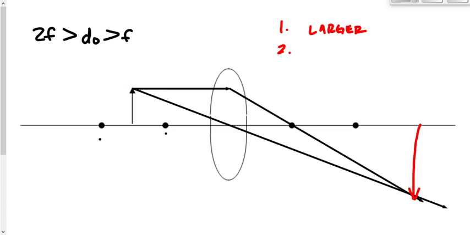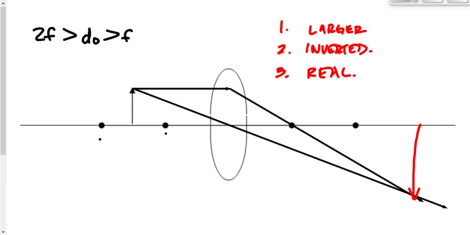Is it right side up or upside down? Upright or inverted? Inverted, yeah. It's flipped over. And is it real or virtual? It's real. We know that it's real because solid lines are intersecting, and the meaning of that is that it could be, if we wanted to, projected onto a screen.